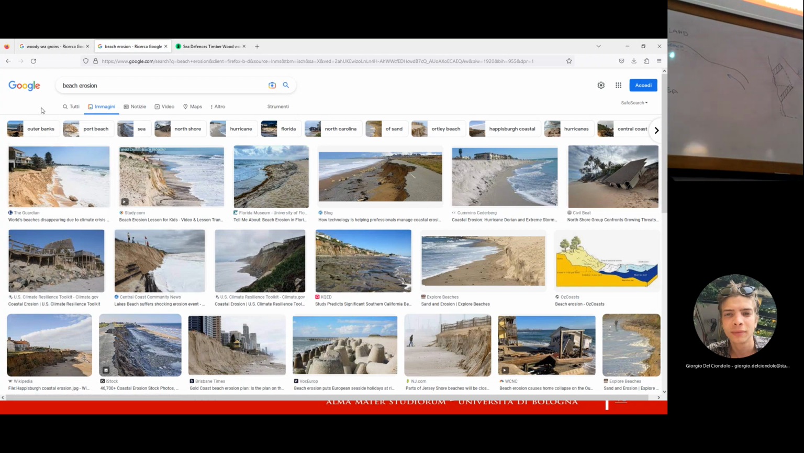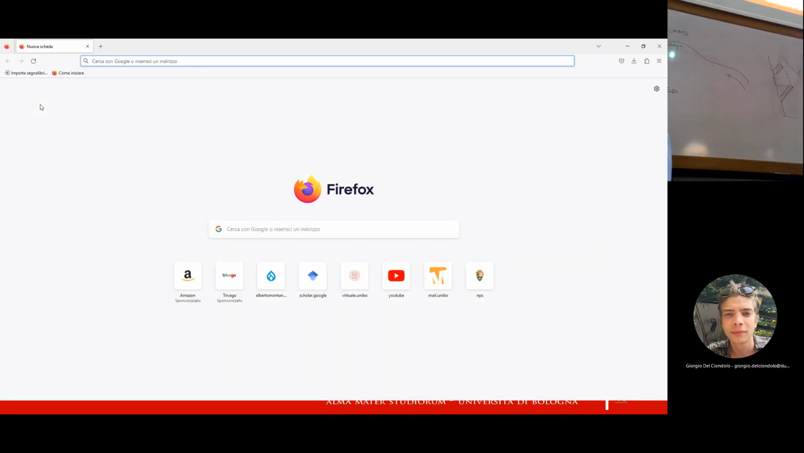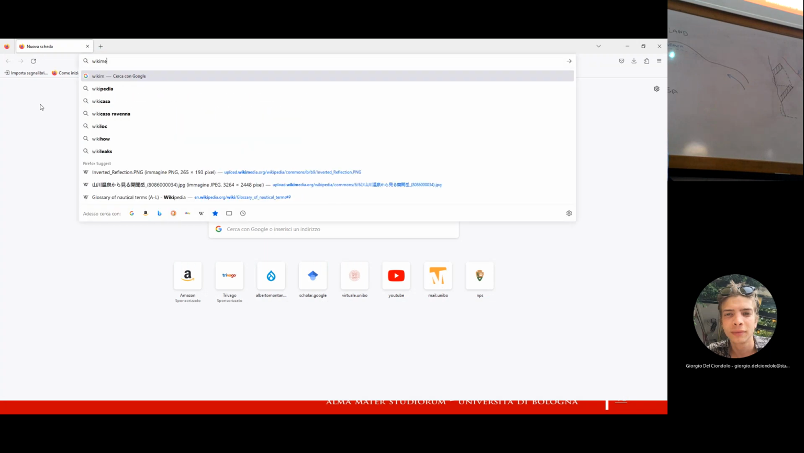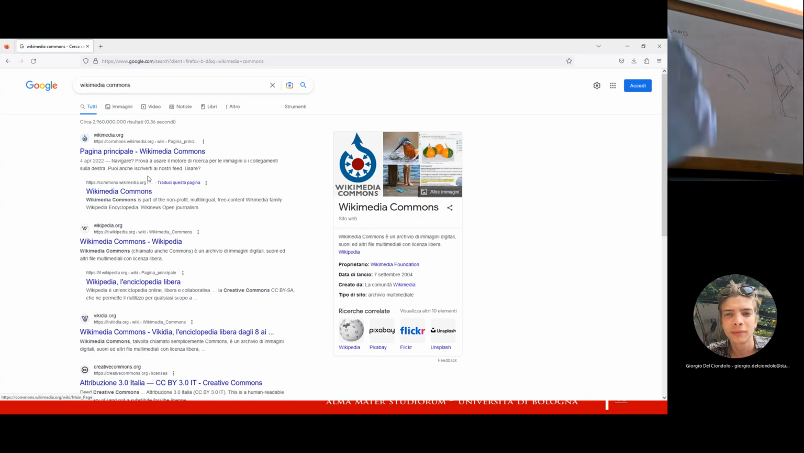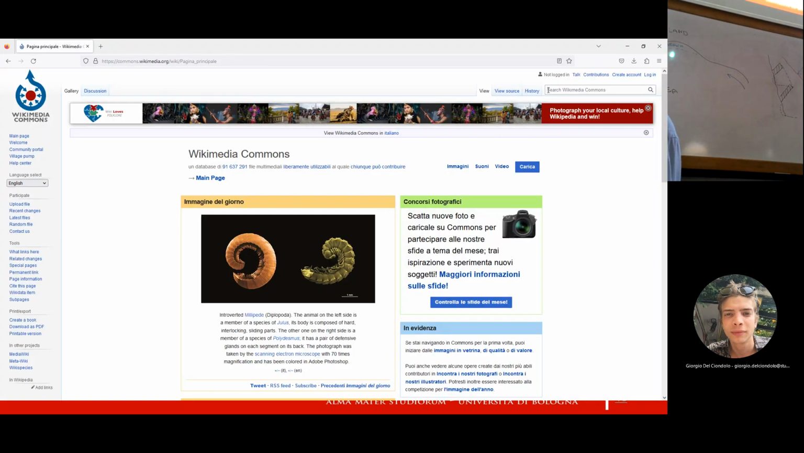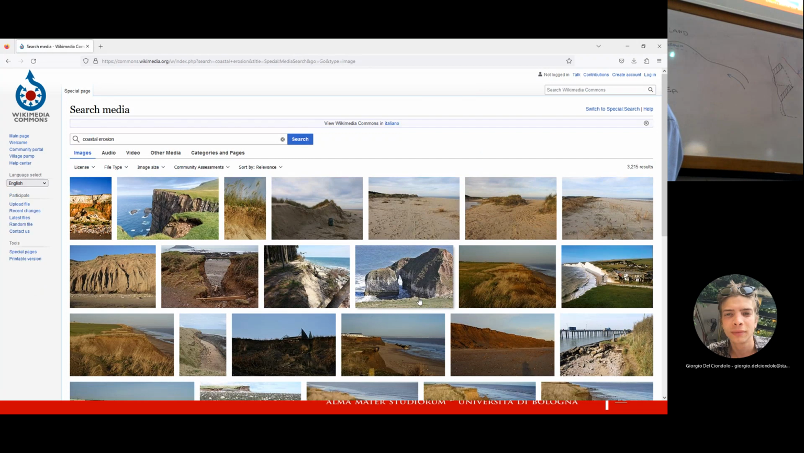Okay, and if you want to find figures that you can use, what I suggest is to look at Wikimedia Commons. There are several places where you can get public domain pictures, but Wikimedia Commons is the safest. This is something that you can absolutely use. And here I can look for coastal erosion, and you find some pictures, and you also find those that I used in the PowerPoint, like this one.